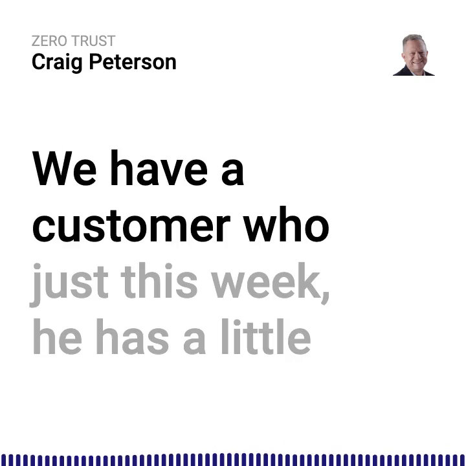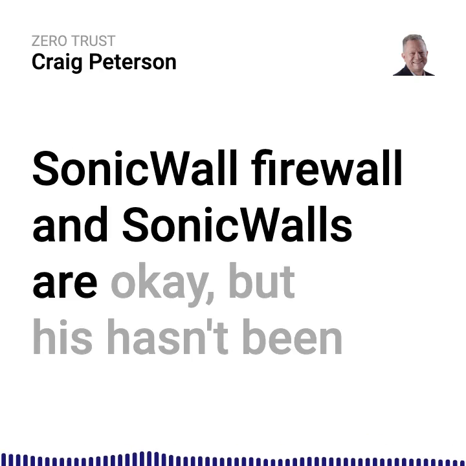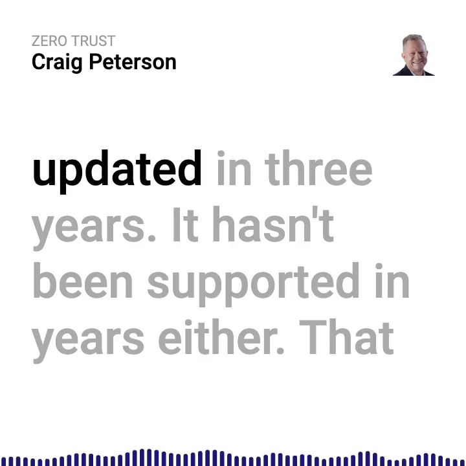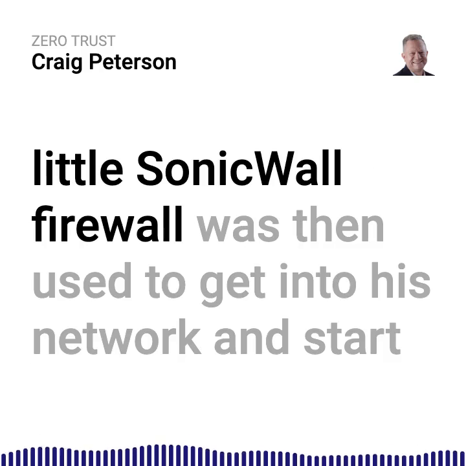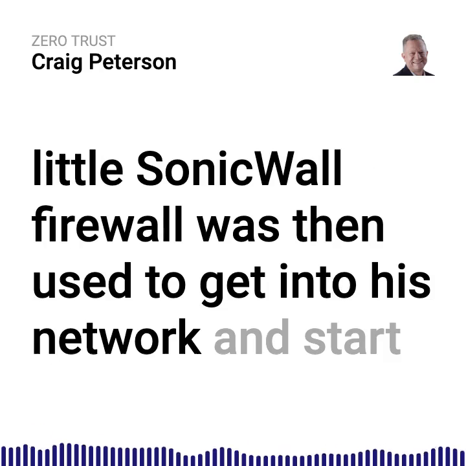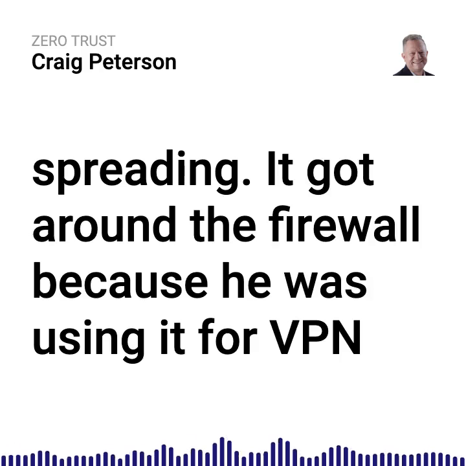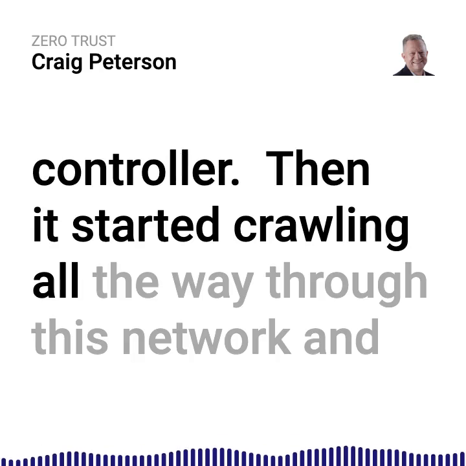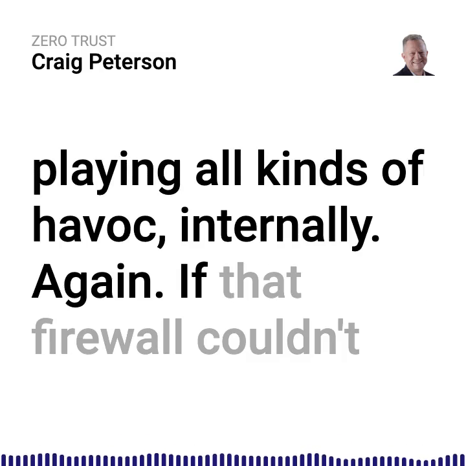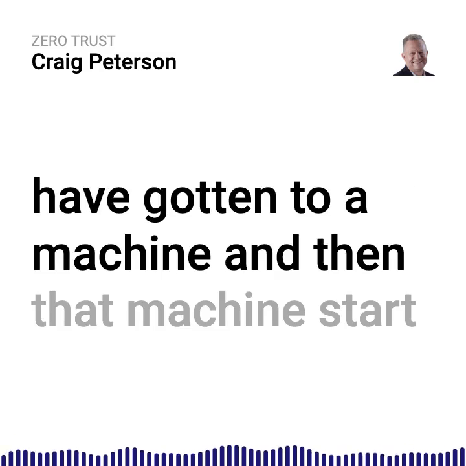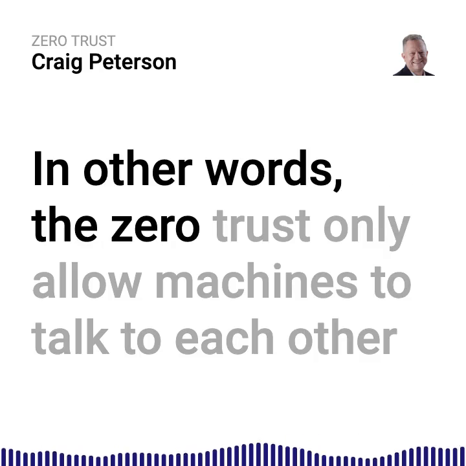We have a customer who just this week, he has a little SonicWall firewall, and SonicWalls are okay, but his hasn't been updated in 3 years. It hasn't been supported in years either. That little SonicWall firewall was then used to get into his network and start spreading. It got around the firewall because he was using it for a VPN controller. Then it started crawling all the way through this network and playing all kinds of havoc internally. Again, if that firewall couldn't have gotten to a machine and then that machine started probing everything else, it couldn't have spread. In other words, zero trust.